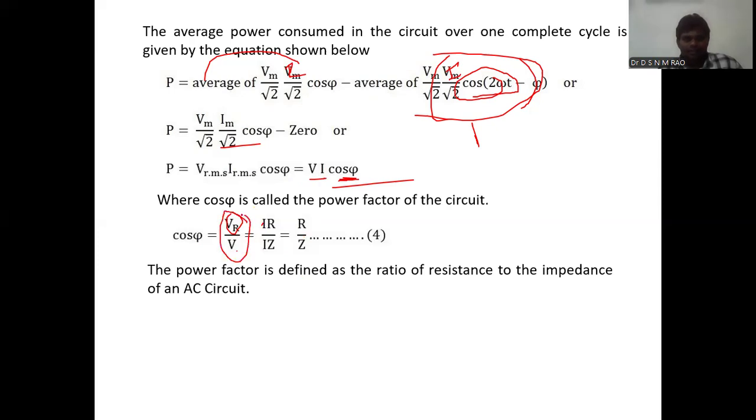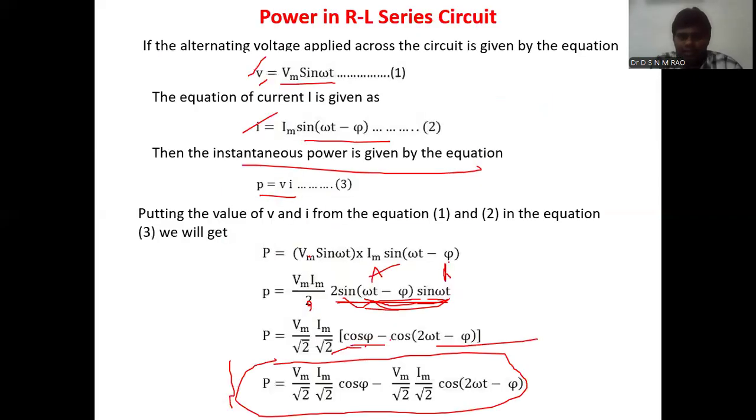We can use any of these three formulas based upon the given data. Cos phi can be calculated using VR by V, or R by Z, or IR by IZ. So the power factor is defined as the ratio of resistance to impedance. In this way, we analyze the series combination of RL circuit excited by AC supply. Thank you.